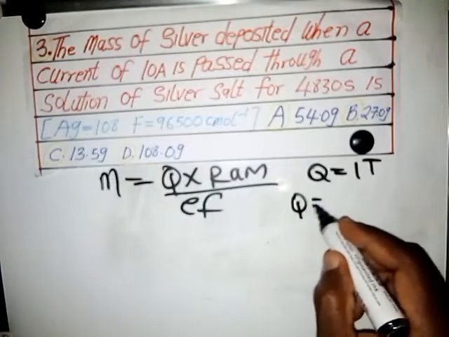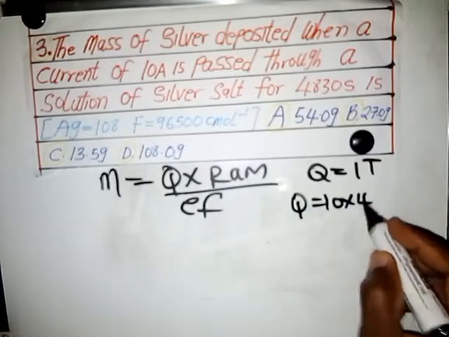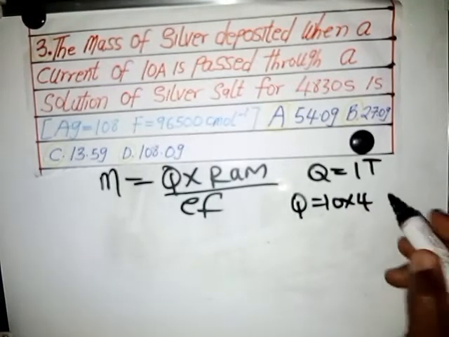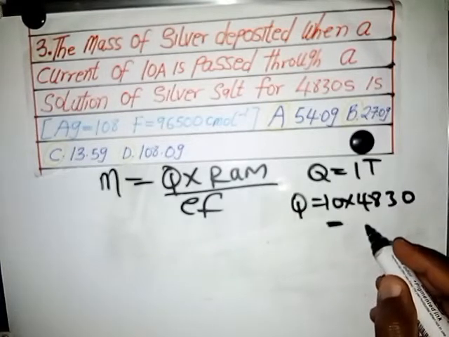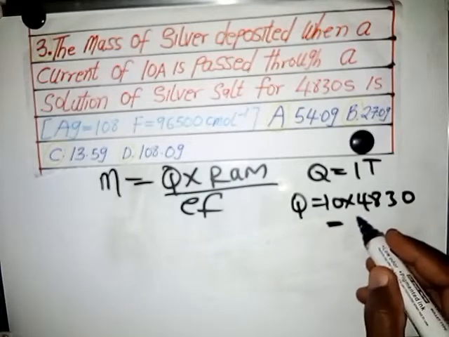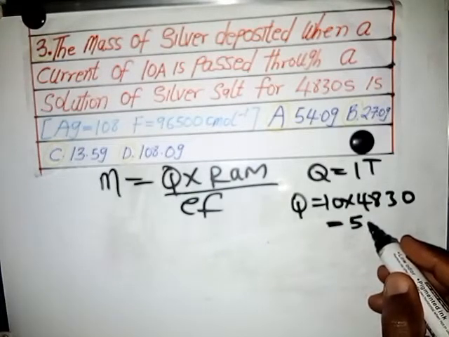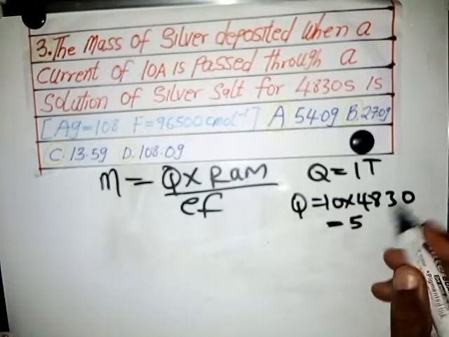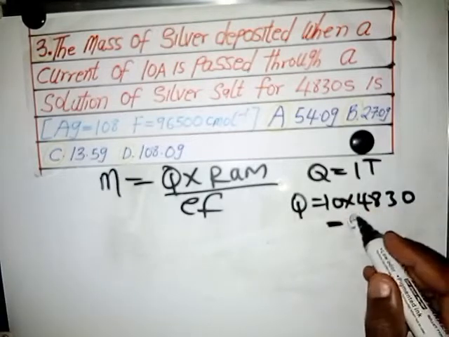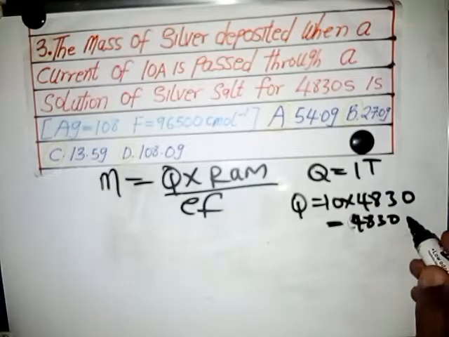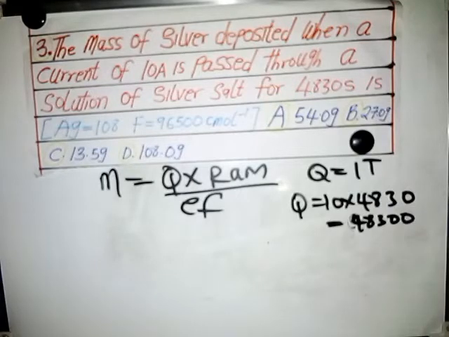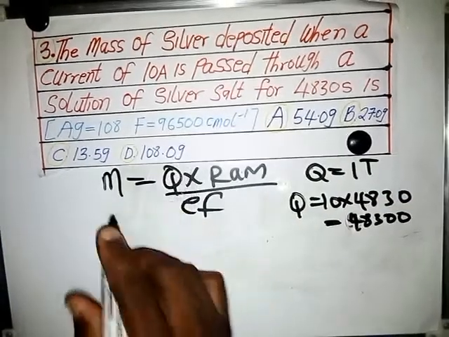So I'll say Q equals to 10 times 4830. You're going to get 48300. So I'm going to put it into this equation so that I can calculate my M.